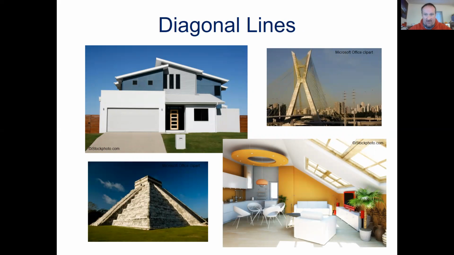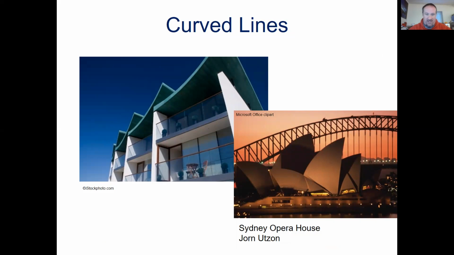Here's some examples of diagonal lines. The upper right image is the Octavio Frias de Oliveira Bridge in Sao Paulo, Brazil. It's a cable-stayed suspension bridge that opened in 2008. It's the only bridge in the world that has 2 curved approaches supported by a single concrete mast. Here's some examples of the curved lines, and the Sydney Opera House in Australia is one of the most recognizable of the buildings that have this.